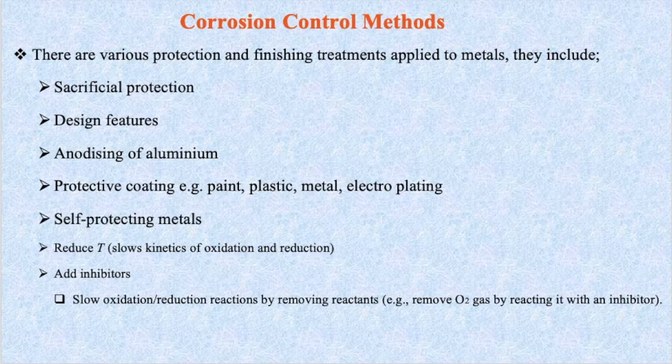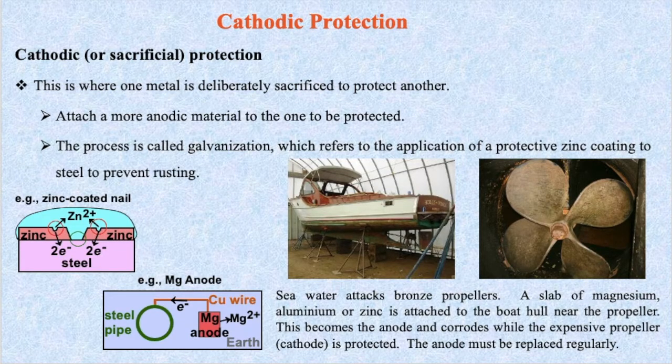And there can be protective coating mechanisms, which is just painting or using plastic coating on your products. There are also self-protecting metals, and most of the time corrosion is associated with high temperature, so reducing temperature can be used as a control measure if you can. Sometimes people also use inhibitors. So let's look at the first one, which is the sacrificial protection, also known as cathodic protection.